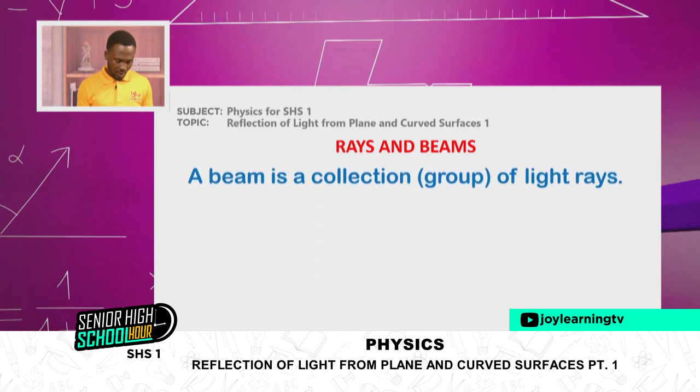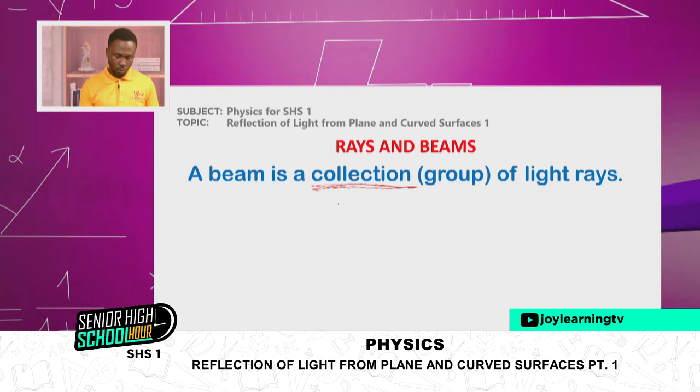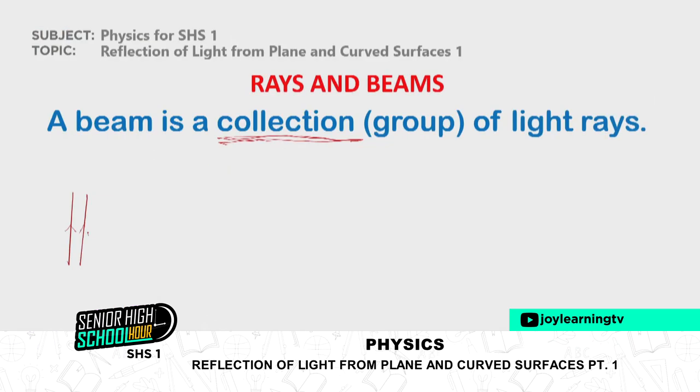Now, a beam is a collection or group of light rays. So when you have two or more light rays put together, we form a beam. So we could have a number of them. Maybe this one. Let me get an arrow. Let's get another one. Let's get an arrow. Then I get another one. Maybe the third one will do. And let me get an arrow. These are a collection, a group of light rays. And I'm saying that they are called a beam.